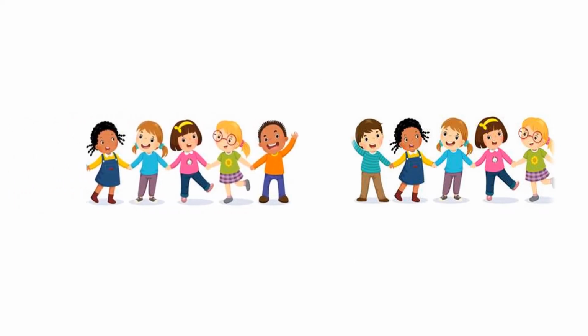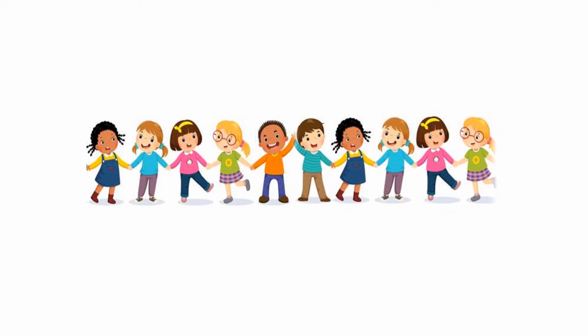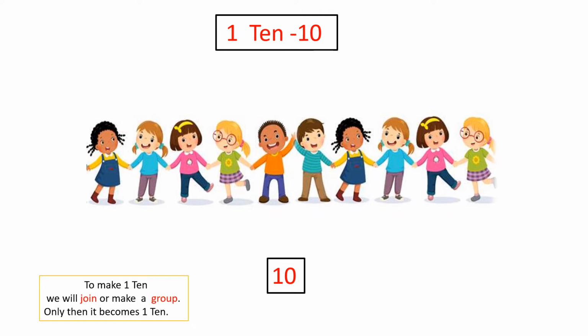Now look, the children have got each other's hand. उन्होंने बच्चों ने अपने अपने hands को join करा है एक दूसरे के साथ. Now they have become 10. We have grouped all the children and they are 10 in number now. So this is 10 of children. To make 10, we will join or make a group. Only then it becomes 10.